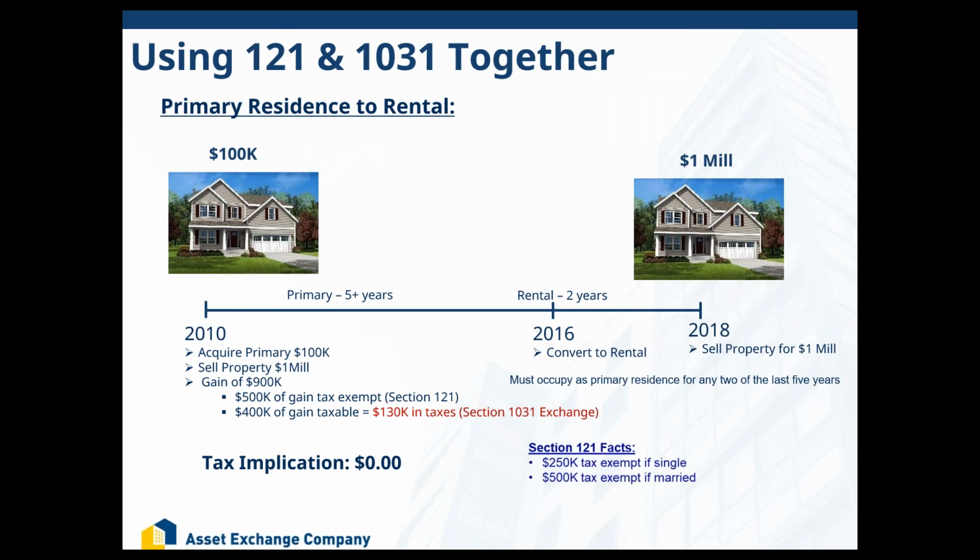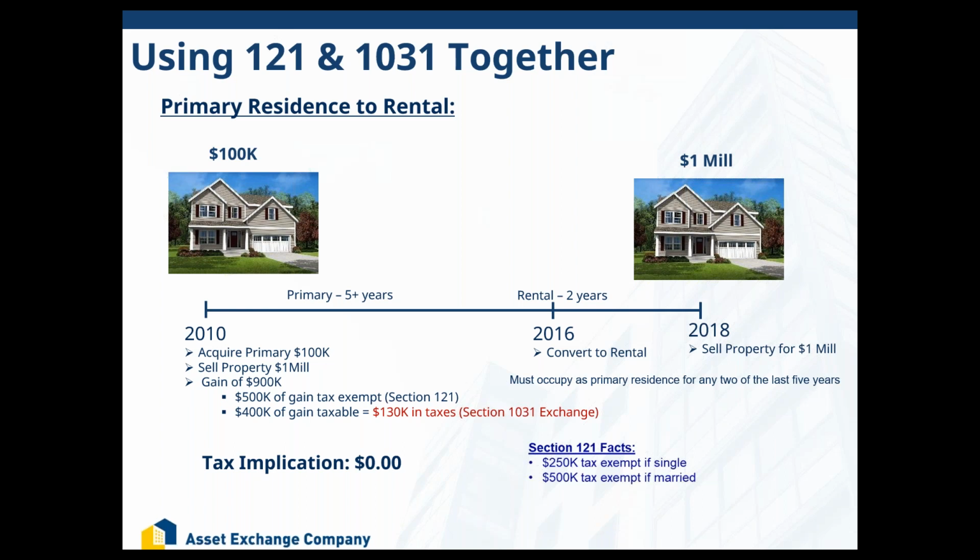Guess what? It now qualifies for a 1031 tax-deferred exchange. We can actually do a combination of a 121 and a 1031. The guidelines for that are, again, you have to have owned it for at least 5 years, and you had to have lived in it as your primary residence any 2 out of the last 5 years.